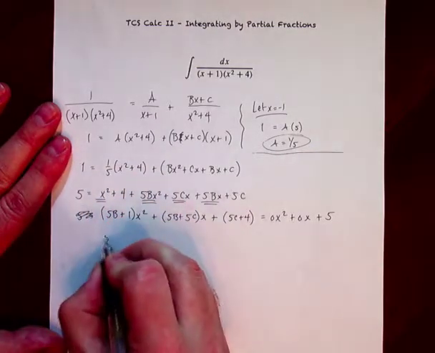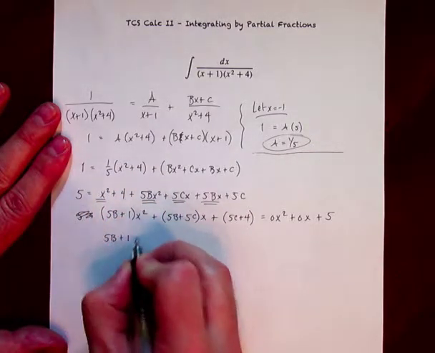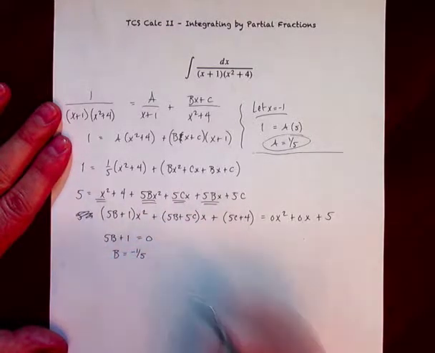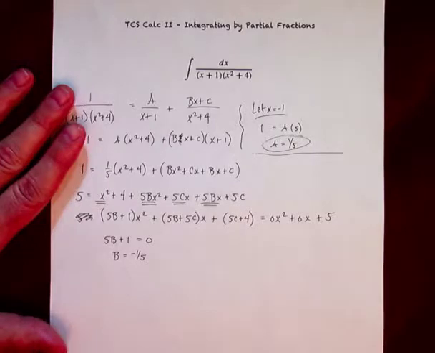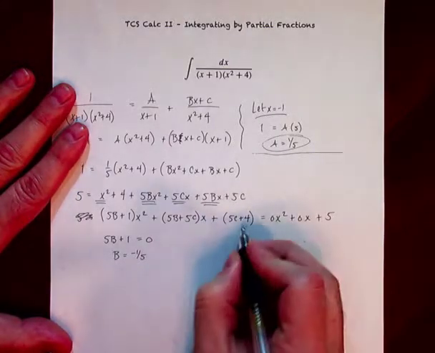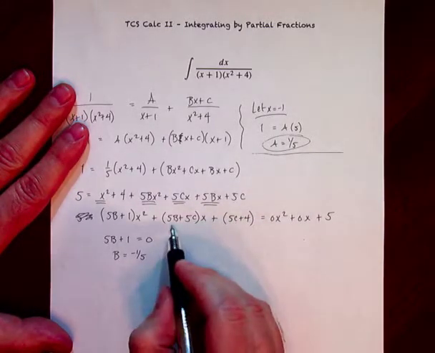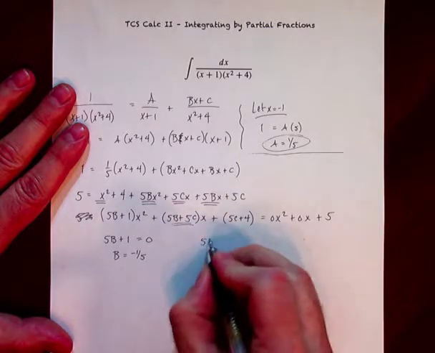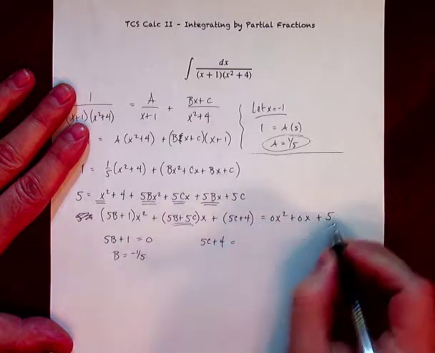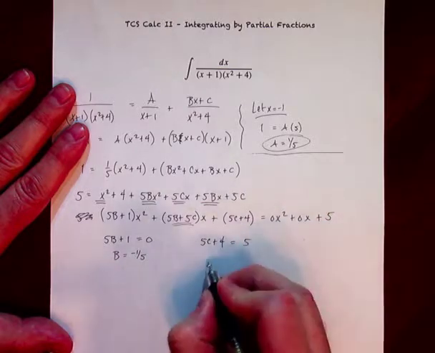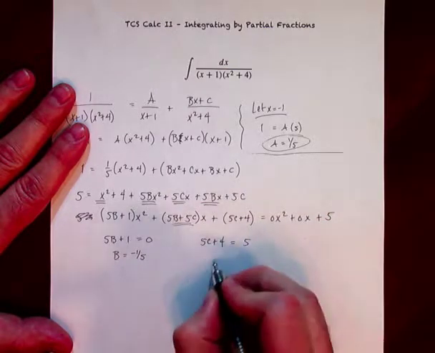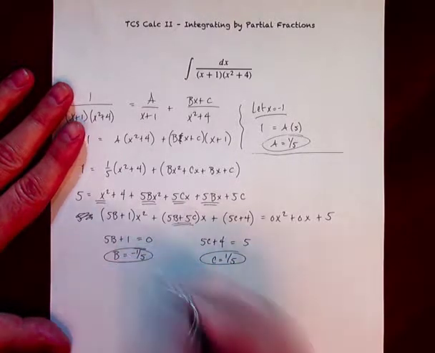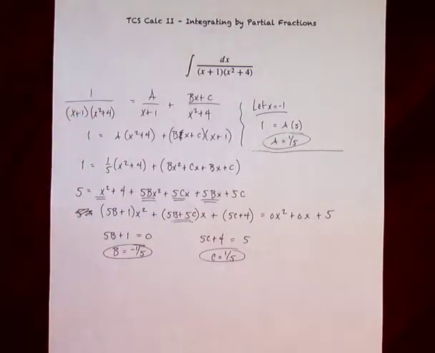So we have 5B plus 1 is equal to 0, and therefore B is equal to -1/5. That winds up being pretty simple. And then we don't want to deal with this one right here unless we have to, because that has both of the variables, but 5C plus 4 has to be equal to this constant over here. Subtract 4, divide by 5, and you get C is equal to 1/5. So all three of them are 1/5. It's just the fact that B happens to be negative.